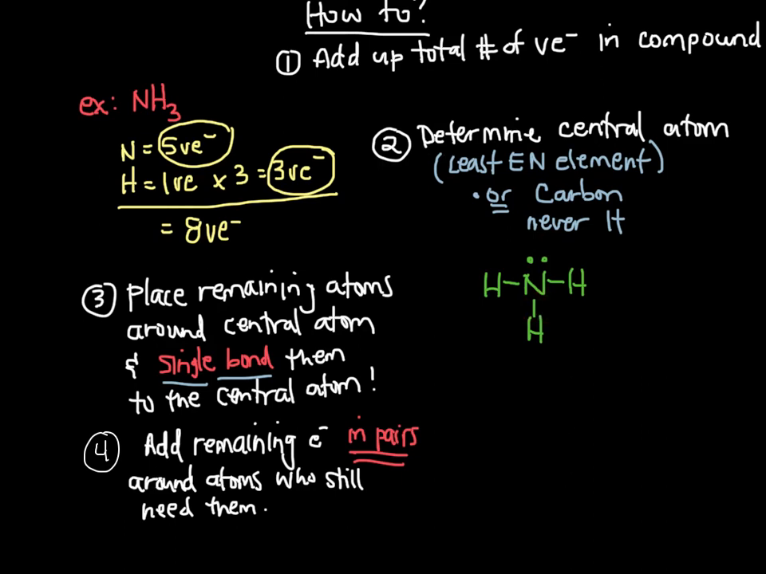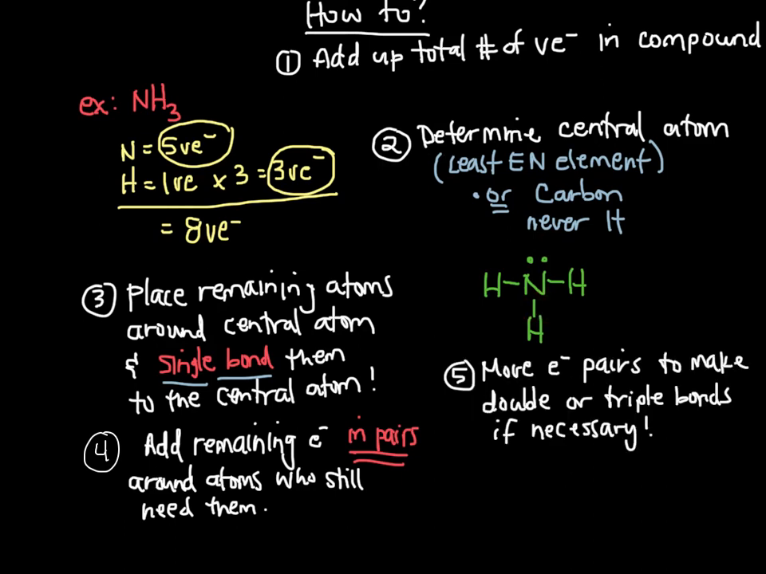electrons surrounding it. The next step would be to move pairs of electrons to make double or triple bonds if it's necessary. In this case, it's not necessary. We stuck with our 8 electrons. There's our 8 electrons. Everyone got what they wanted. Hydrogens each got their 2, and the nitrogen got its 8, so everyone's happy.